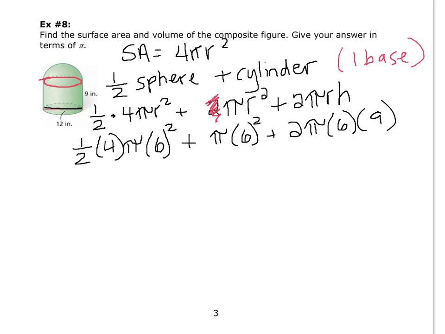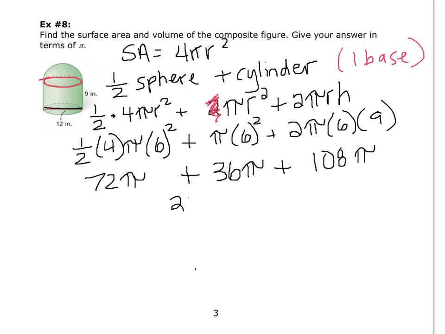So I'm going to do this partially at a time. 6 squared is 36, and then I'm going to multiply that by 2, so I get 72 pi. So I've got 36 pi again over here because of 6 squared. And then I need to do 2 times 6 times 9, which gives me 108 pi. And so if I do 108 plus 36 plus 72, that will give me 216 pi. So that should be my surface area. And so I need a unit, inches squared. So that's going to be surface area.